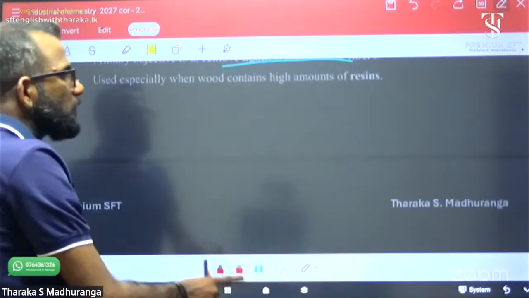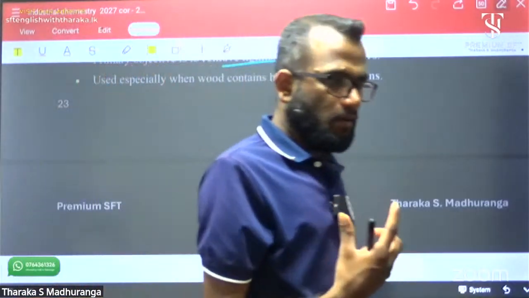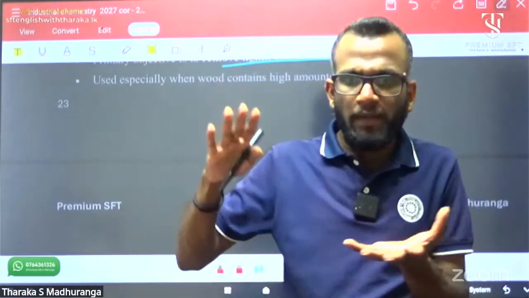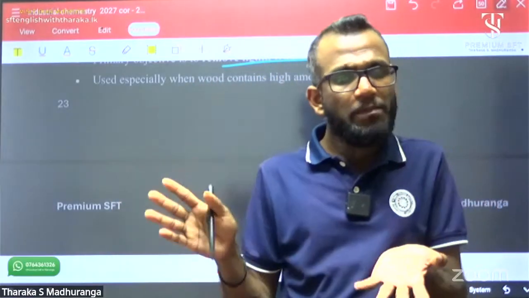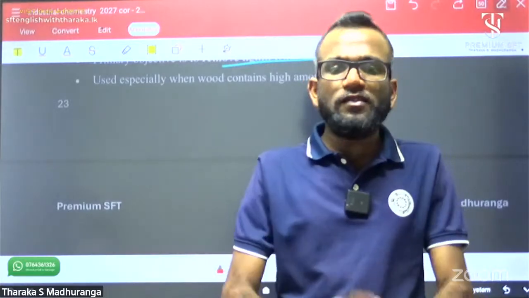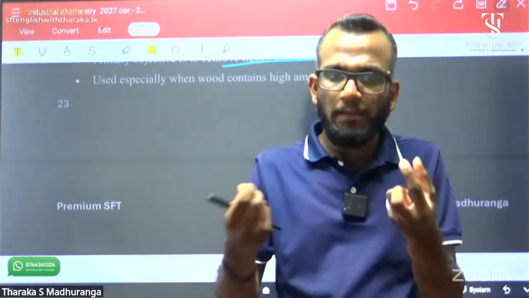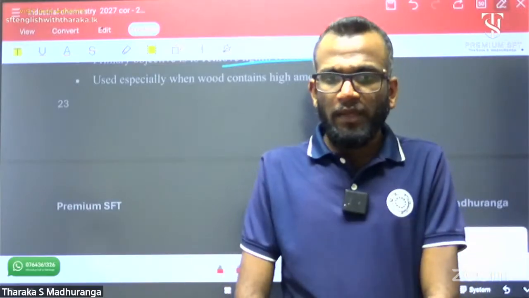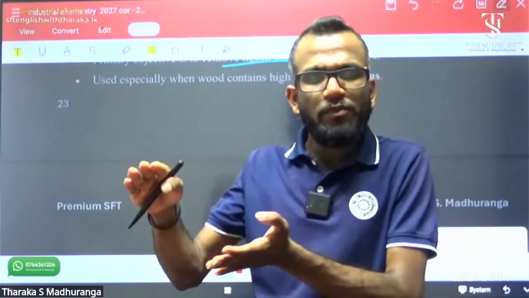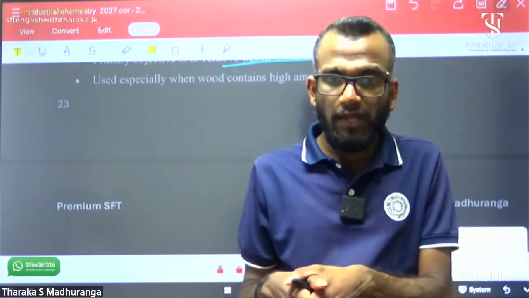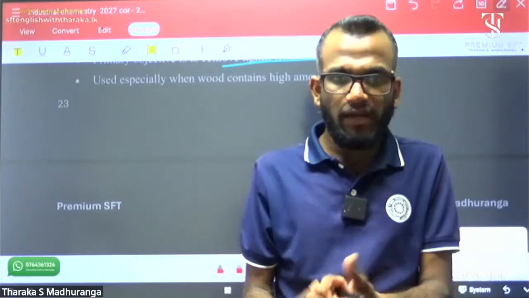Okay, whatever chemical or mechanical method, we can prepare as a pulp. After preparing the pulp, it is just a brown color thick solution, thick pulp. If we make a sheet from this pulp, what is the color of this? It is brown color.